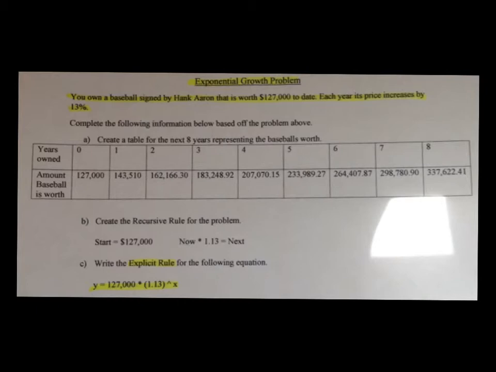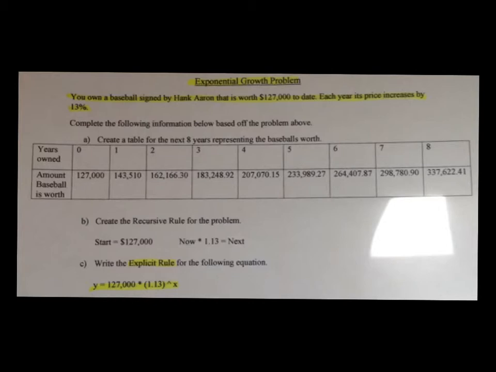Using the recursive rule, we can now create the explicit rule. Instead of having to multiply each value by 1.13, you would just have 127,000 multiplied by 1.13 to the x power, in which the x power represents the amount of years you have owned the baseball for. So the final equation would look like 127,000 times 1.13 raised to the x power.